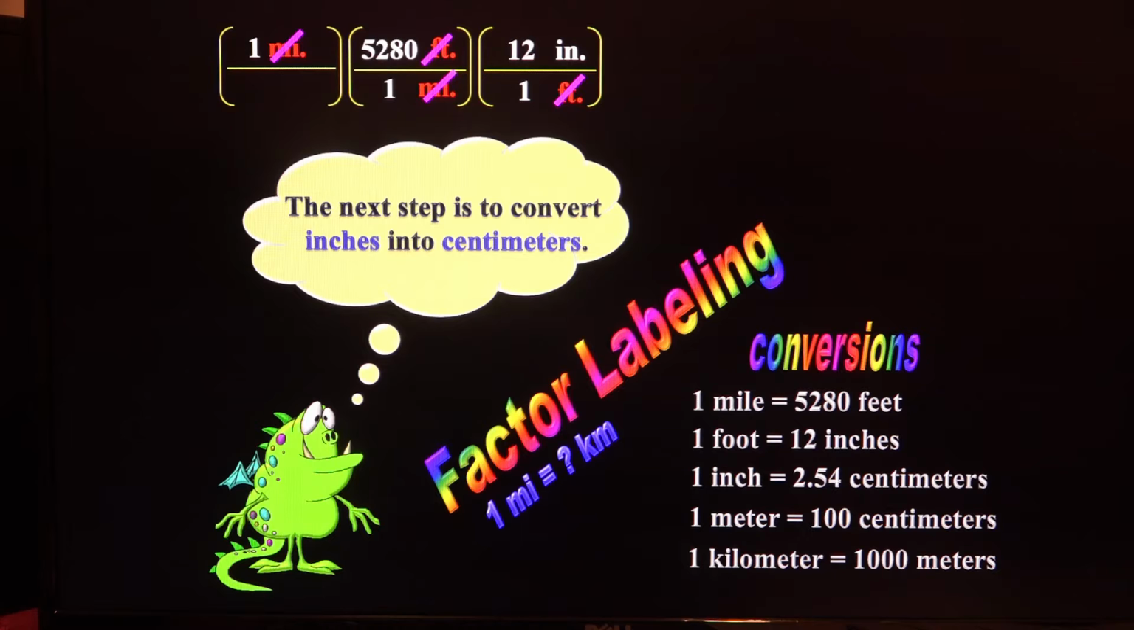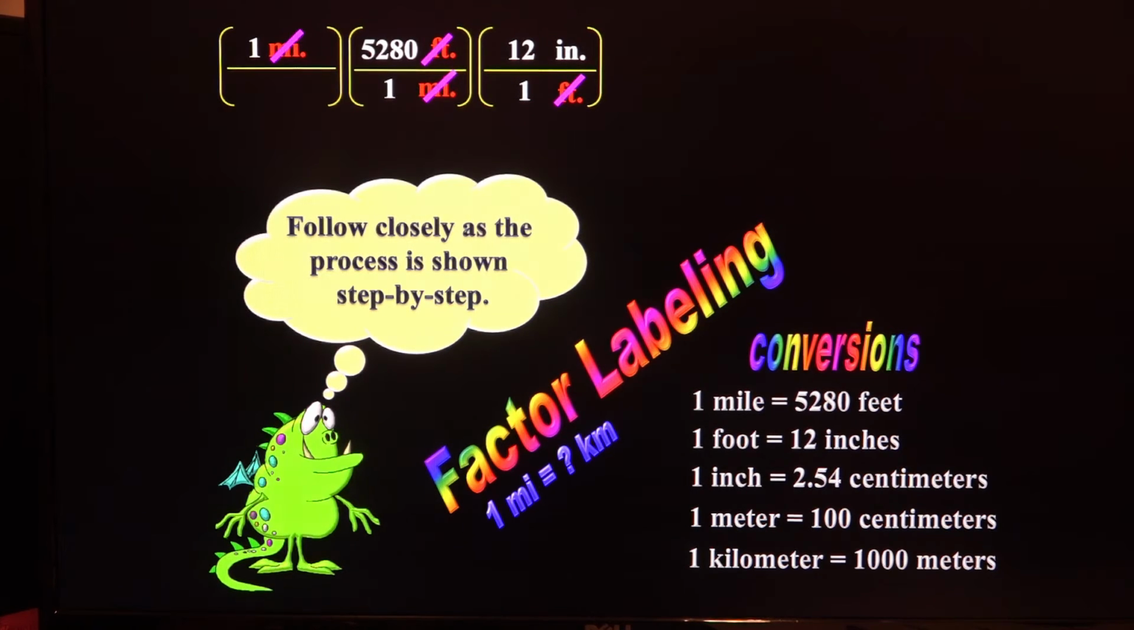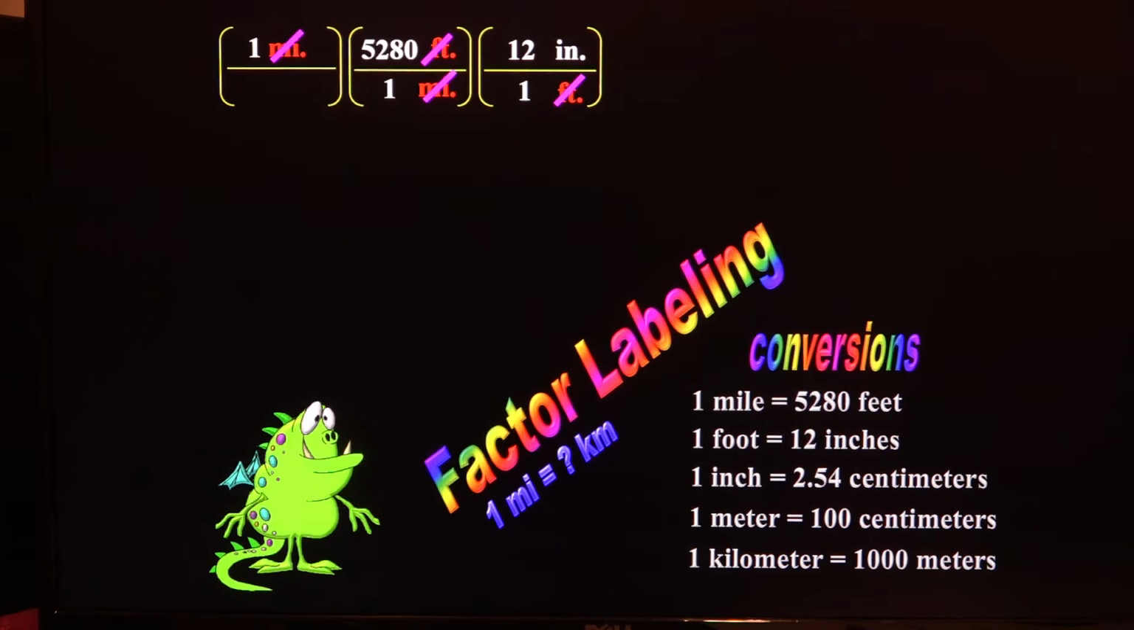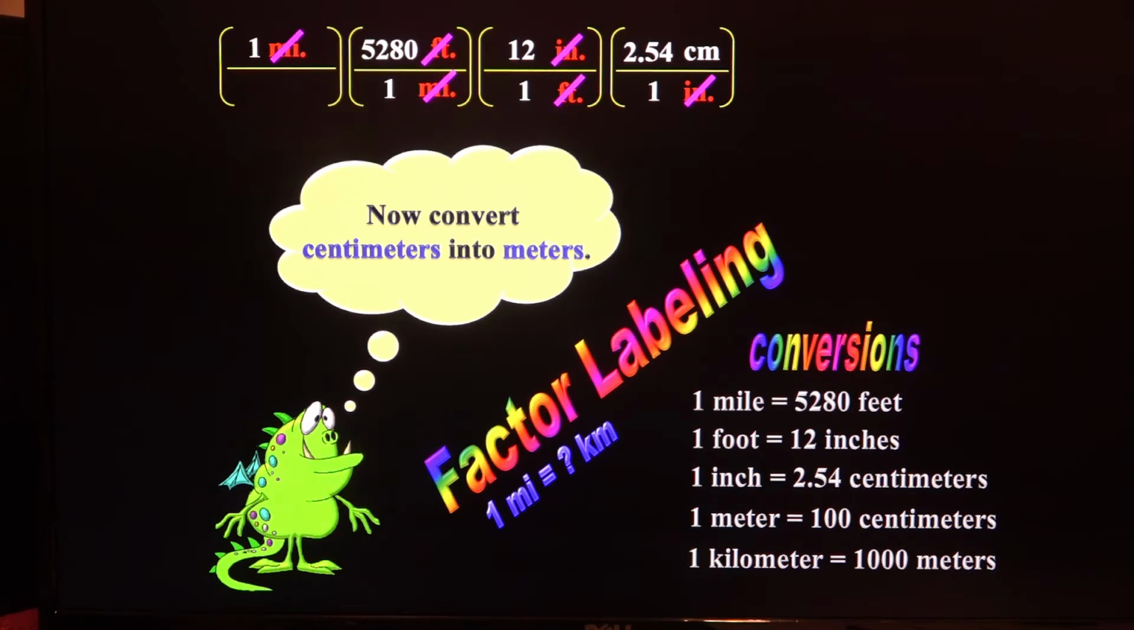The next step is to convert inches into centimeters. Follow closely. We draw a set of brackets. Horizontal line. Match units top to bottom. What are we converting to? We're going from inches to centimeters. What is the conversion? 1 inch is 2.54 centimeters. We now have inches in the top and the bottom. They reduce to 1 and drop out.